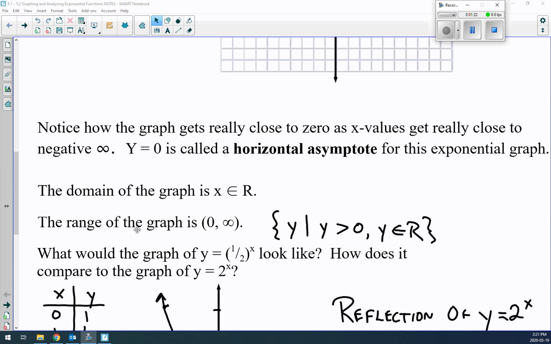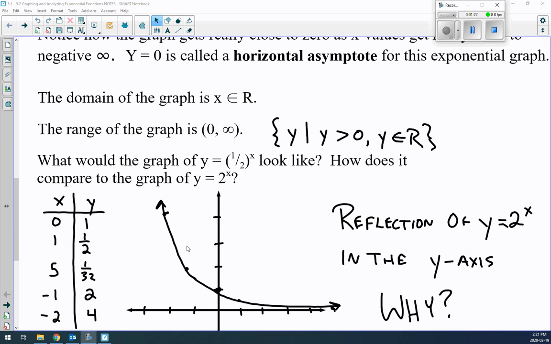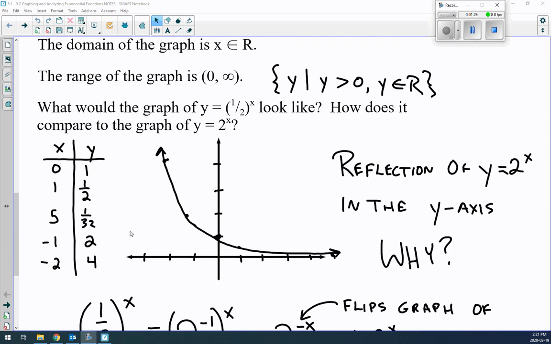So what would this graph look like if it was 1/2 to the x? Well, we can compare it here. So if we do 1/2 to the x and set up a table of values, and we go through the table of values, you can see that it's completely flipped around over the y-axis. So it's a reflection of y equals 2 to the x in the y-axis.